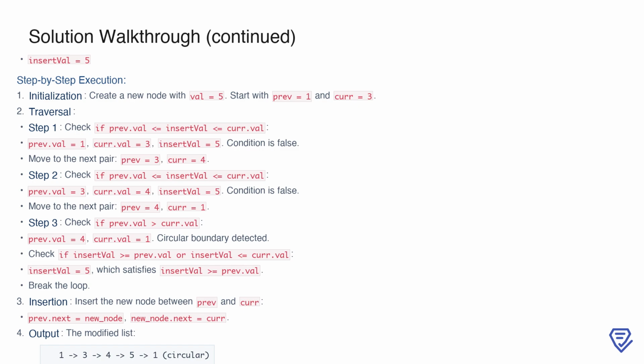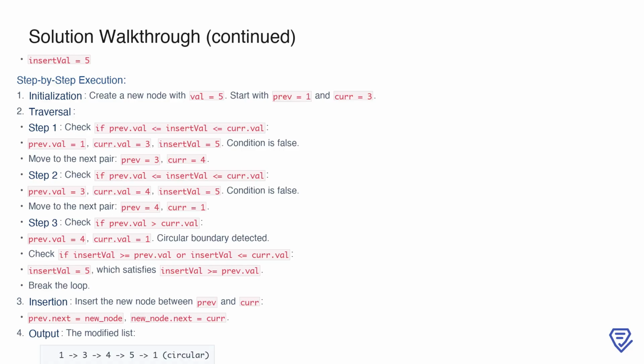For the pair 1 and 3, this condition is false, so we move to the next pair, previous becomes 3 and cur becomes 4. Again, the condition is false, so we proceed to the next pair, previous becomes 4 and cur becomes 1. At this point, we detect the circular boundary because prev.val is greater than cur.val.